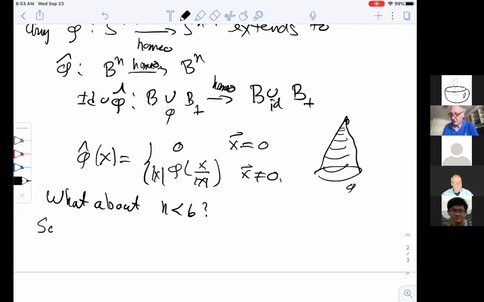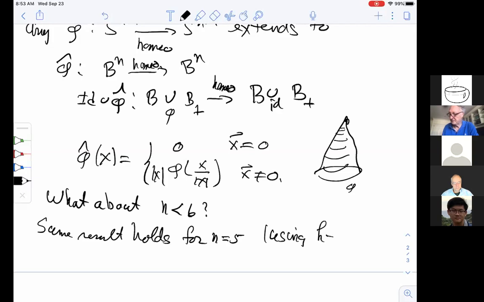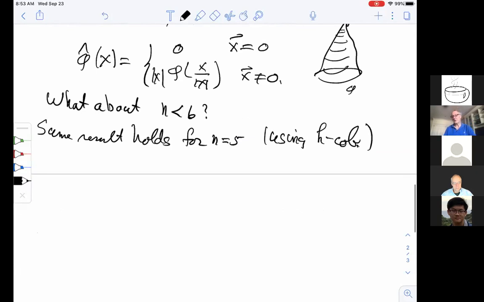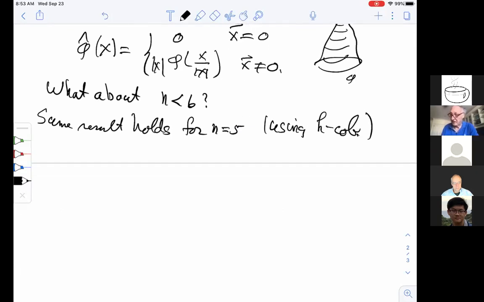Well, the same result holds for n equal 5, again using the H-cobordism theorem. And in fact, in dimension 5, you prove the manifold is diffeomorphic to the sphere. I'm not going to give you the entire argument, but I'll tell you the central idea.